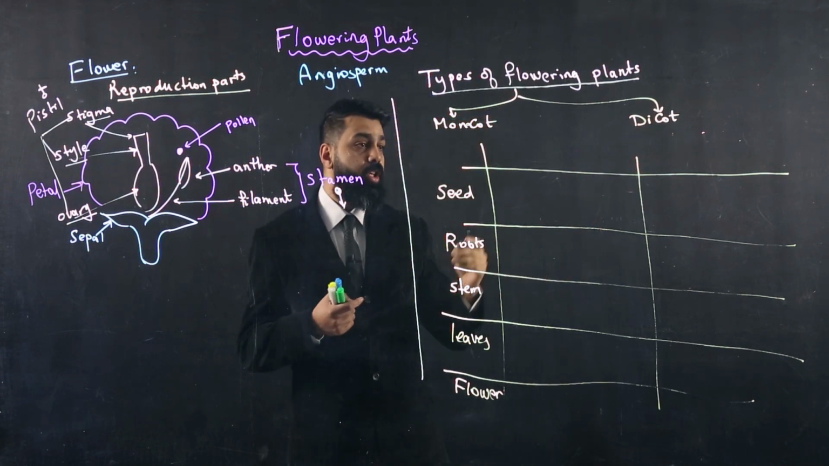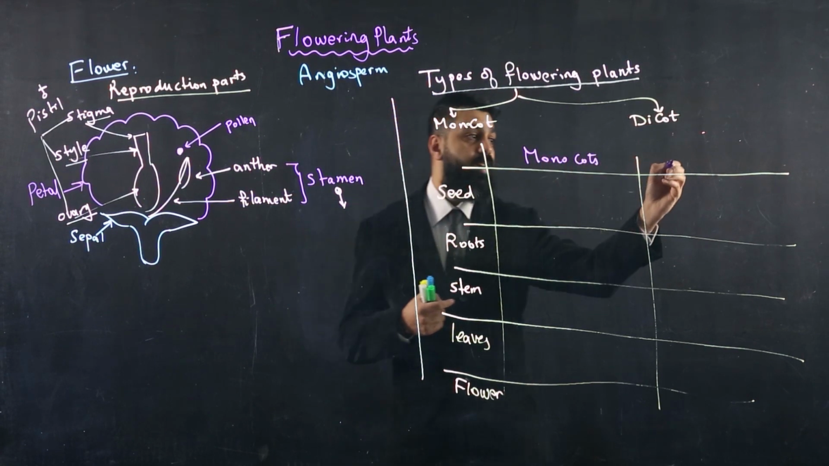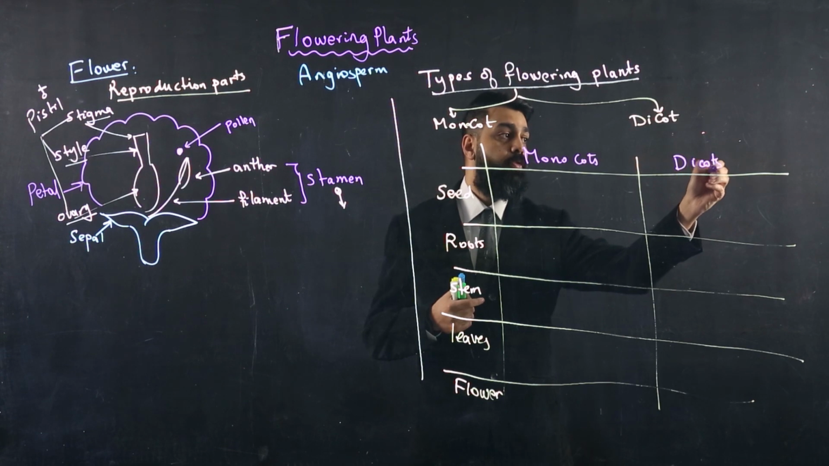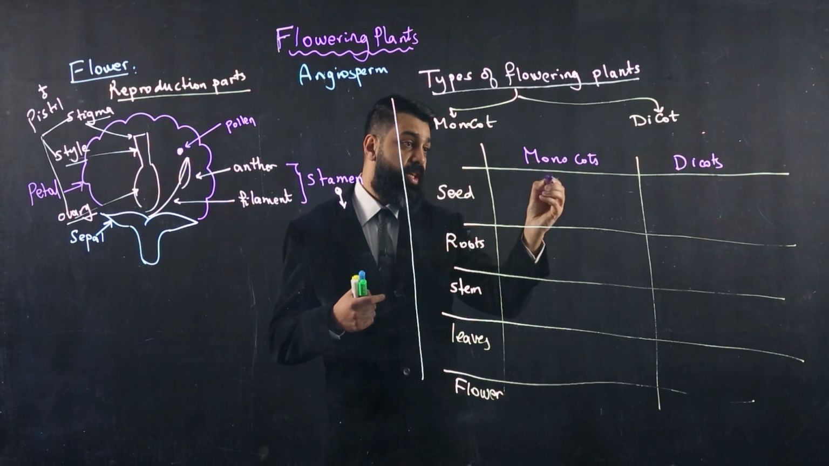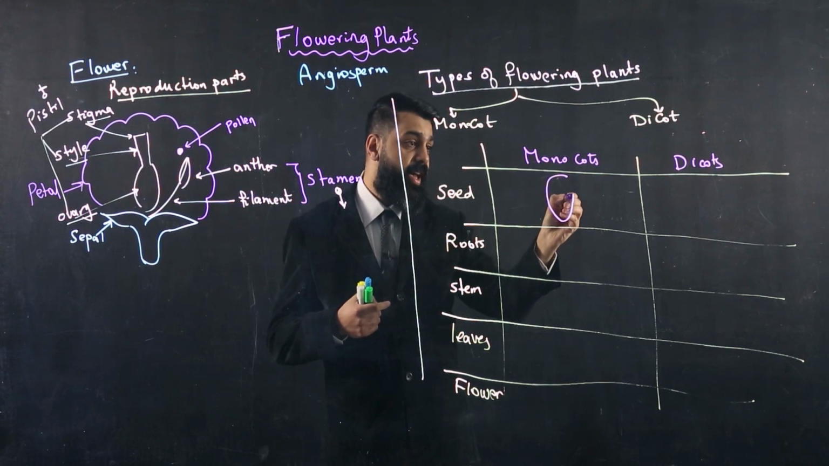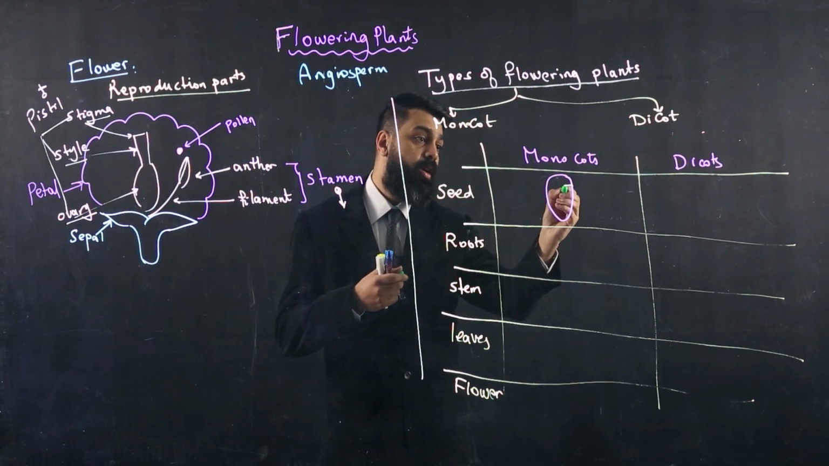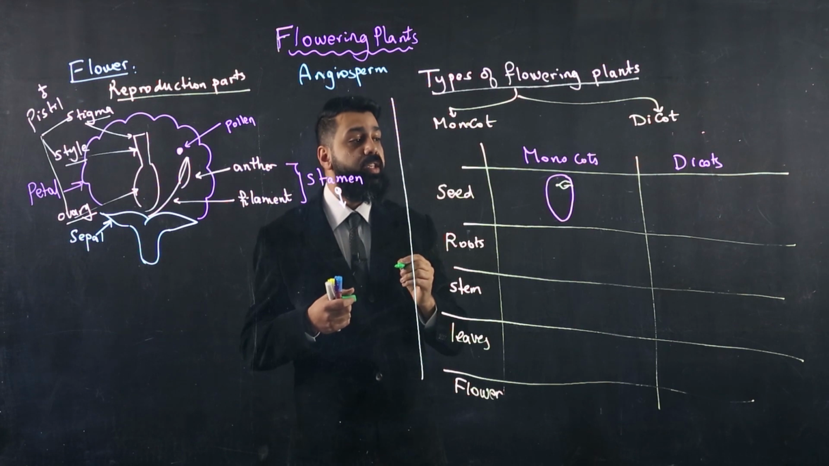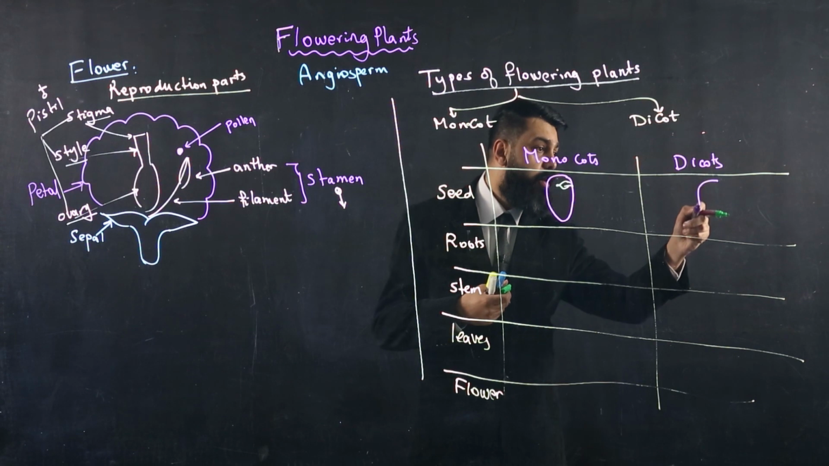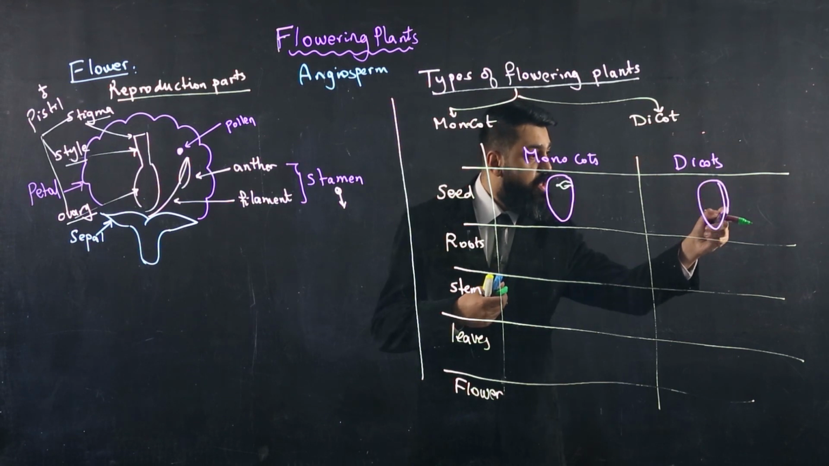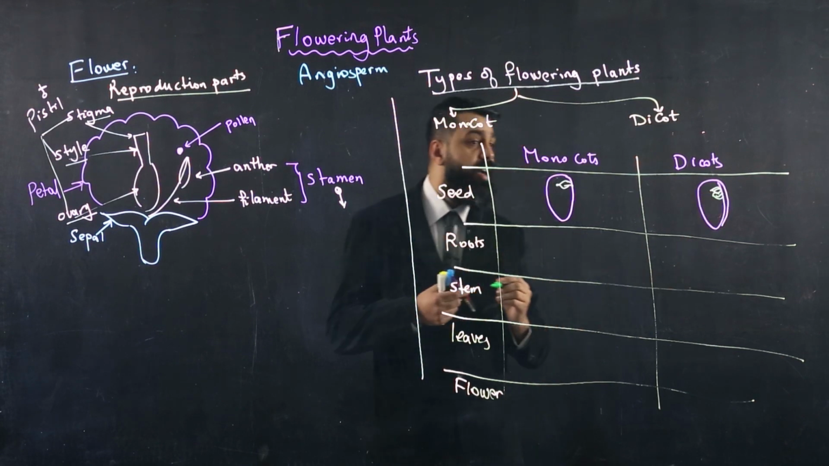And now we are going to differentiate between the monocots and the dicots in different ways. First, we are going to differentiate between them according to the seed. For the seed, as we said, if we have one embryo leaf inside the seed, we will name this seed the monocot seed. And if we have two embryo leaves inside the seed, as the following, it will be a dicot seed.